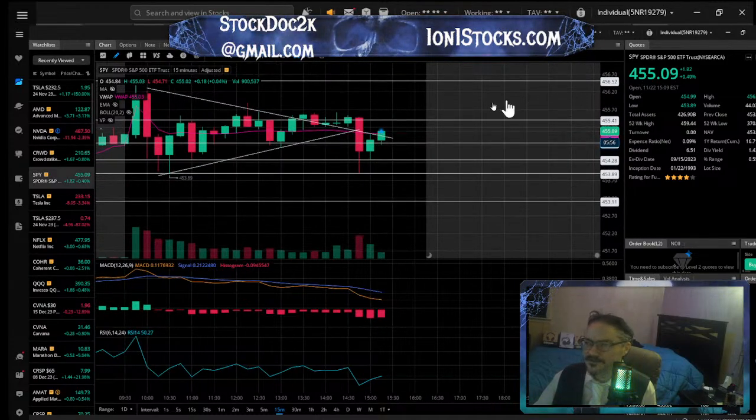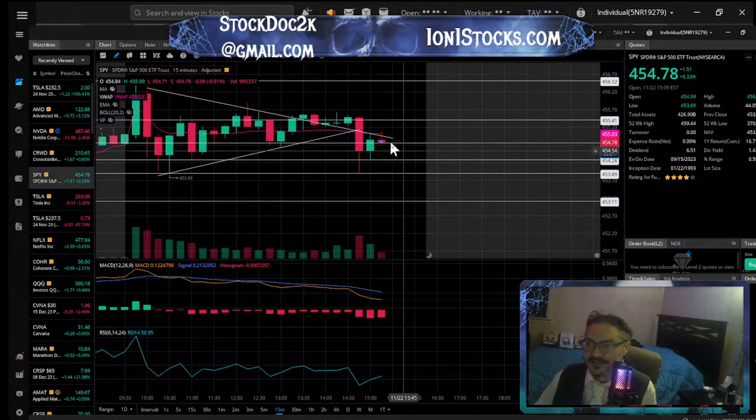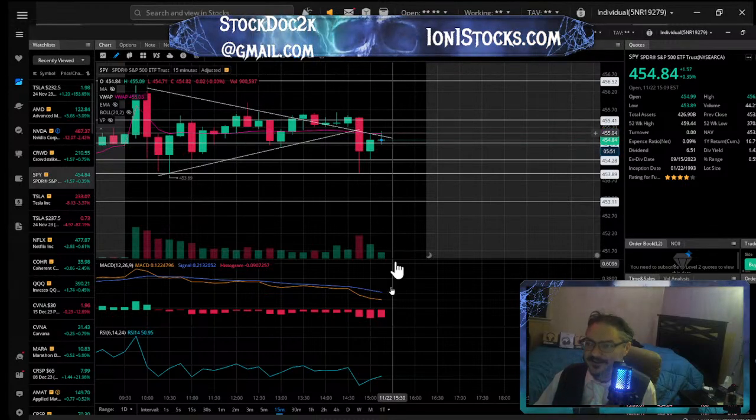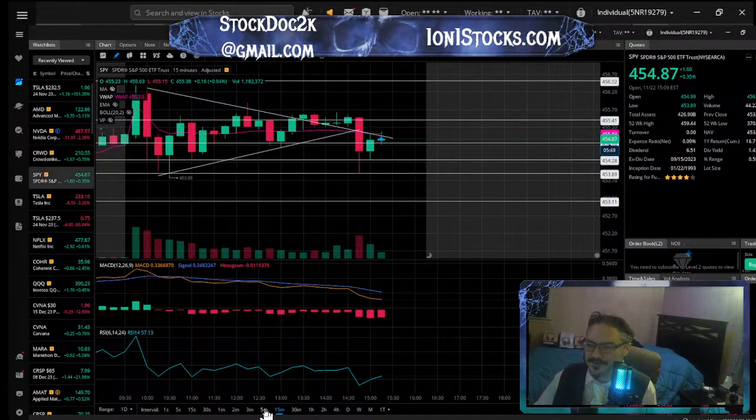And it's now approaching 10 minutes after 3. You see that? Popped up the green, now the red. Now we're going to get some action from the back section.